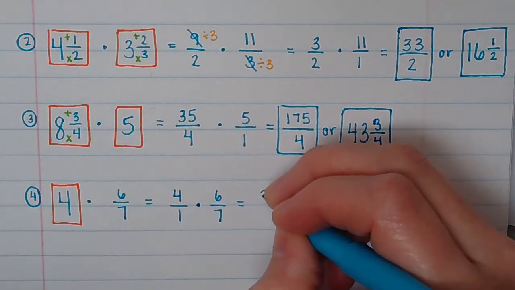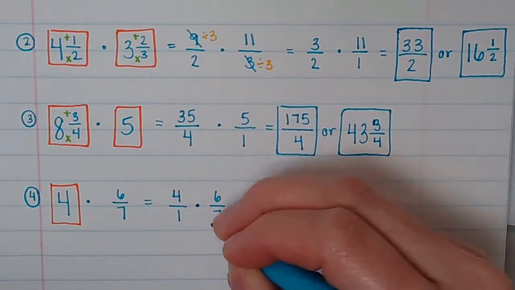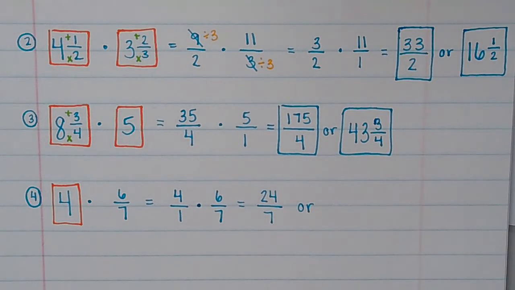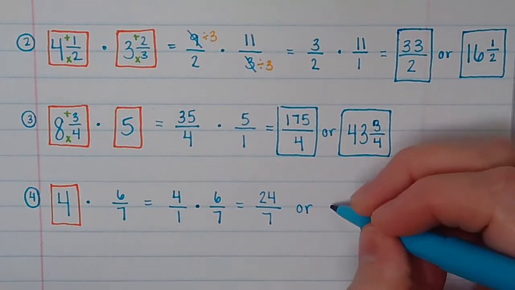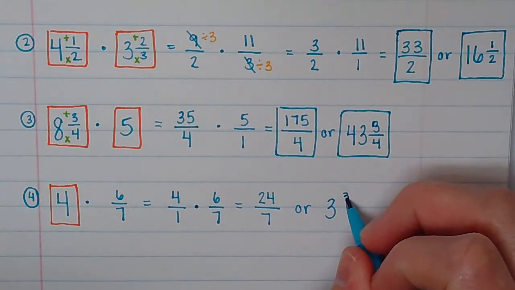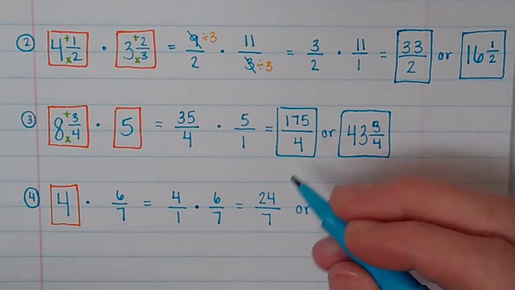4 times 6 is 24. 1 times 7 is 7. We'll change it again just to be sure. 7 goes into 24 3 times. 3 times 7 is 21, so I've got 3 left over, and then 7 on the bottom.